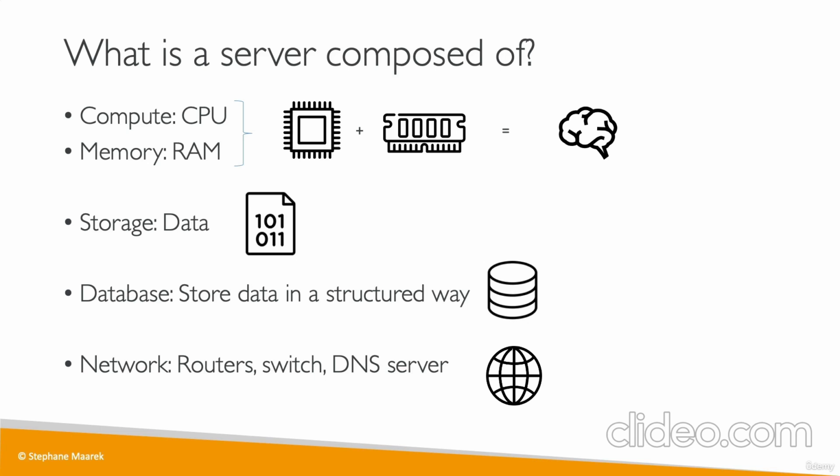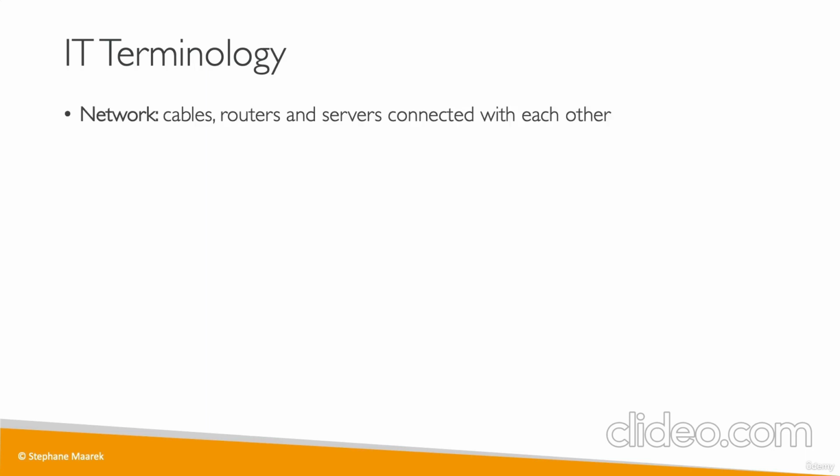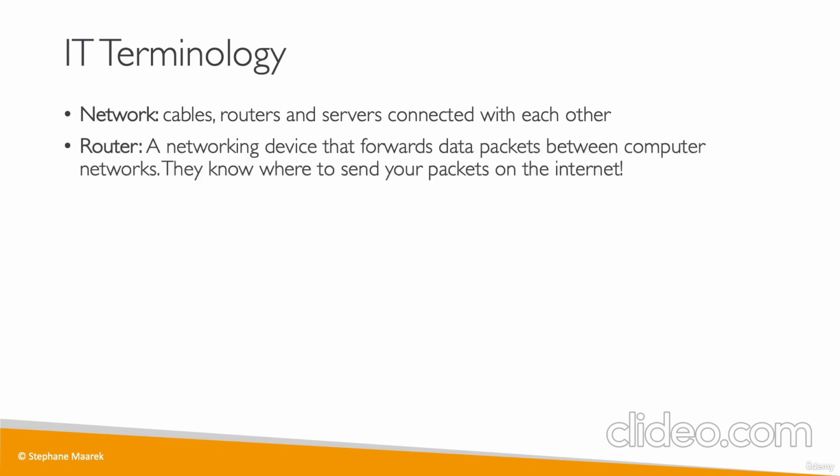All these things are going to be super important going forward because the cloud is going to be giving these things for us on demand. So if we just want to define a little bit of IT terminology before we get started, the network is a bunch of cables, routers, and servers that are going to be connected with each other. And the router is a specific device that will forward the data packets between computers in the networks, and they will know where to send your packets on the internet, just like your post delivery service.